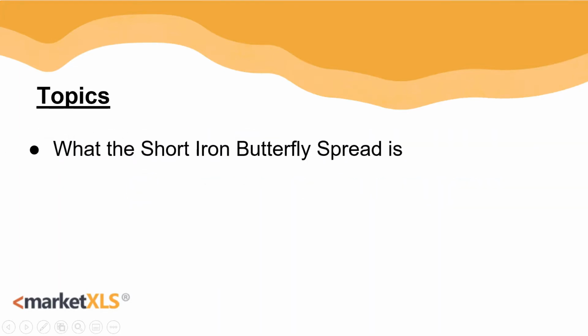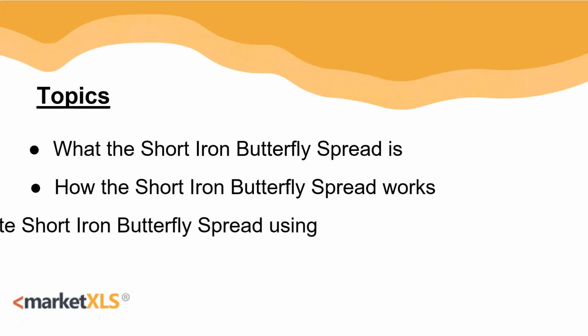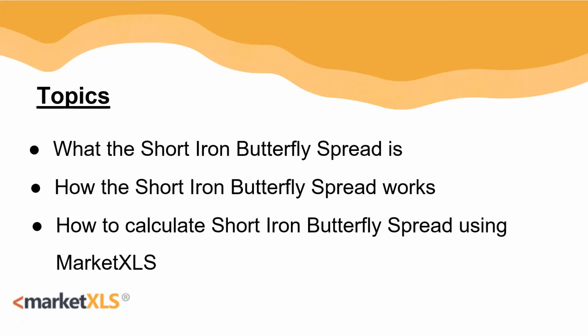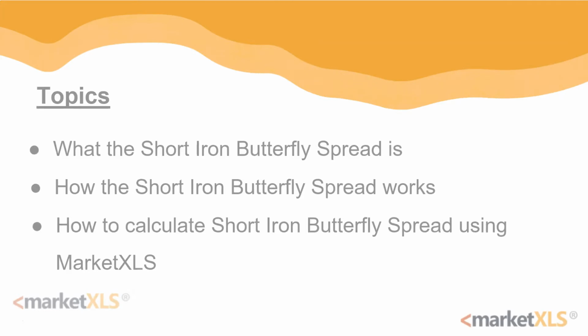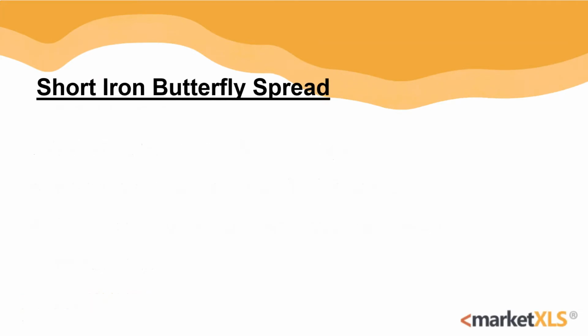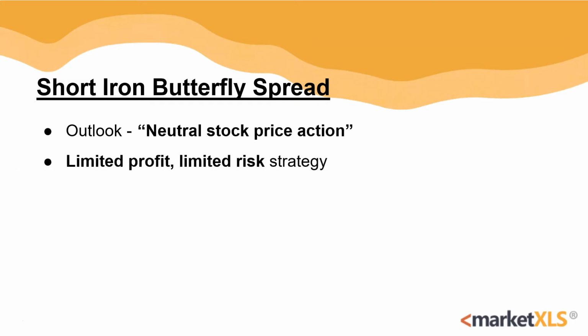In this video we'll be discussing what a short iron butterfly spread is, how it works, and how it is calculated using MarketXLS. So without any further ado, let's start with the topic. An iron butterfly spread is best implemented when you expect the underlying security to experience neutral price action in the near term. An iron butterfly spread strategy is a limited profit and a limited risk strategy.